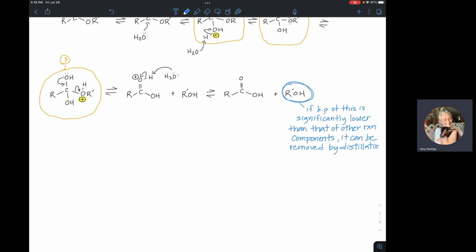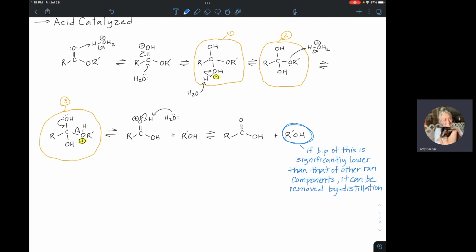So you get a system at equilibrium, and you're going to disrupt it, either by adding excess water, so if this is used in excess, or if you know the boiling point of your product alcohol and it's lower by a decent amount than other reaction components, you can get rid of that by distillation. Adding an excess of reactant or selectively removing one of the products will push equilibrium in the forward direction by Le Chatelier's principle. So we can sort of set this up so that we force the hydrolysis of the ester.